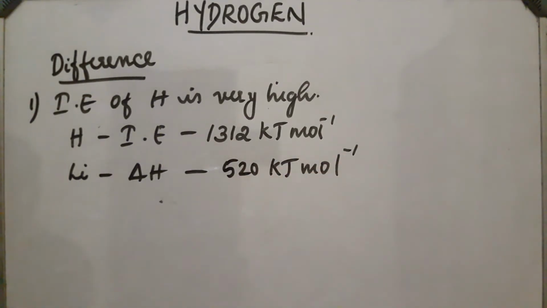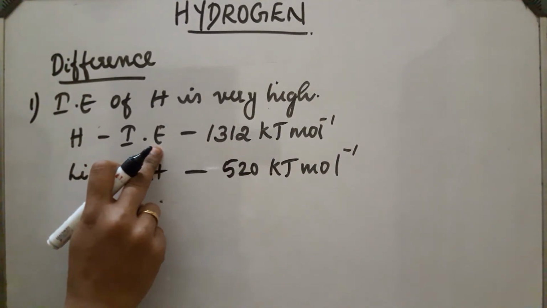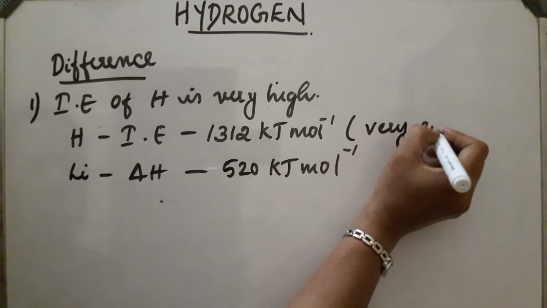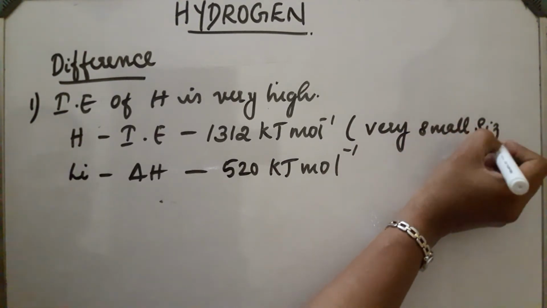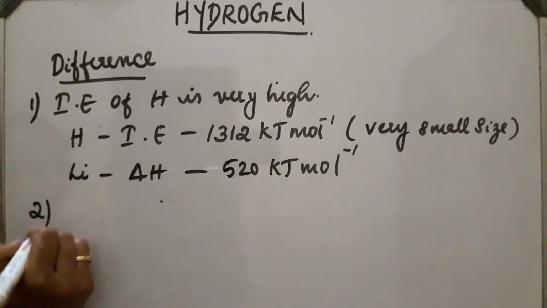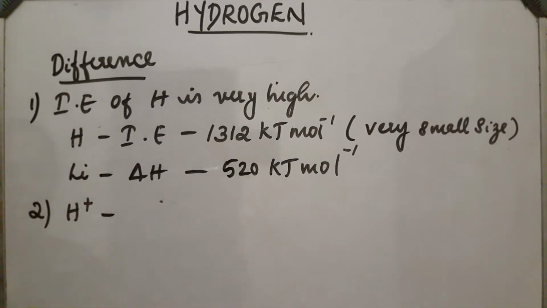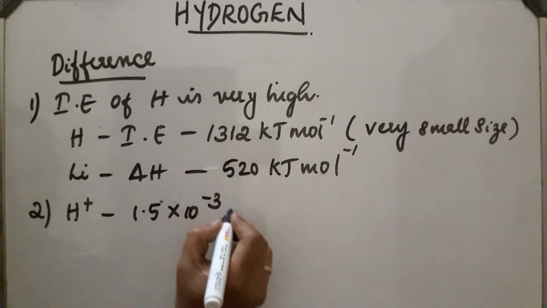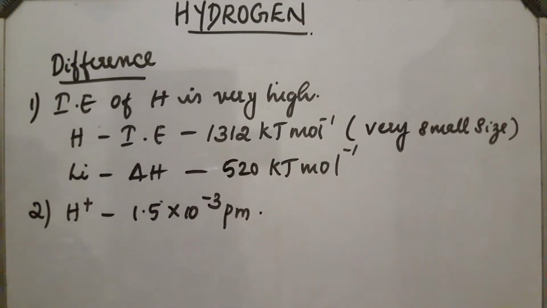So there is a large difference between these two. The ionization energy of hydrogen is very high due to its very small size compared to lithium. This is the first difference. Next, in the case of the H+ ion, the size is very small, about 1.5 × 10^-3 pm. The size of the H+ ion is very small, so it is always associated with other atoms, but not in the case of alkali metals. These are the differences.